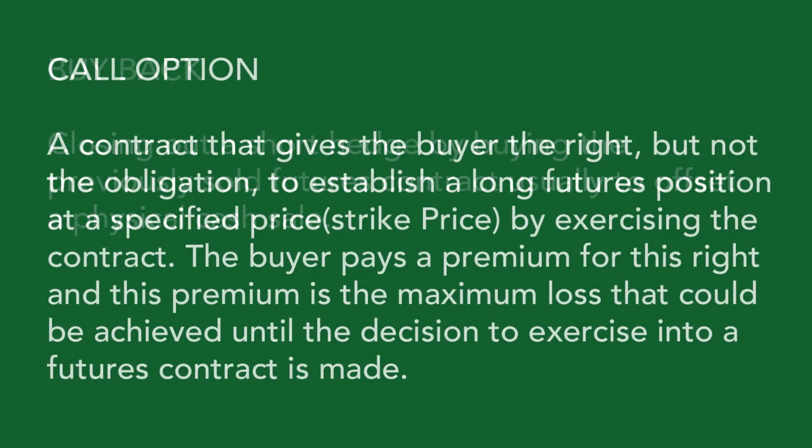A call option is a contract that gives the buyer the right but not the obligation to establish a long futures position at a specified price known as the strike price by exercising the contract. Very seldom do contracts get exercised. The buyer pays a premium for this right, and this premium is the maximum loss until the decision to exercise that futures contract is made. Remember, it's the opposite of a futures contract. Futures contract, you have margin money. If you spend $1,000 to buy a call option or a put option, that's the maximum loss.